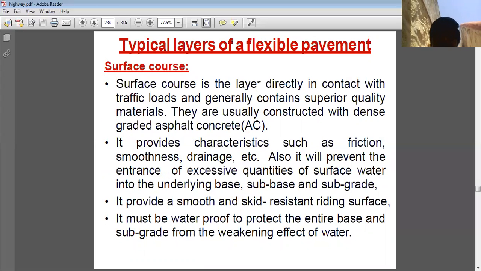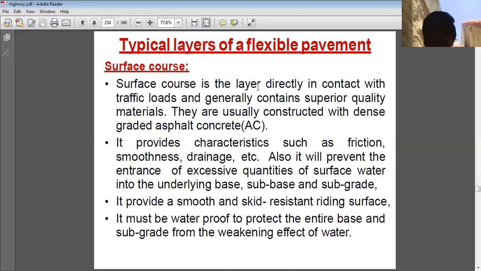Next, surface course. It is the layer directly in contact with traffic loads and generally contains superior quality materials. They are usually constructed with dense graded asphalt concrete. It is the top layer, directly in contact with different vehicle loads.